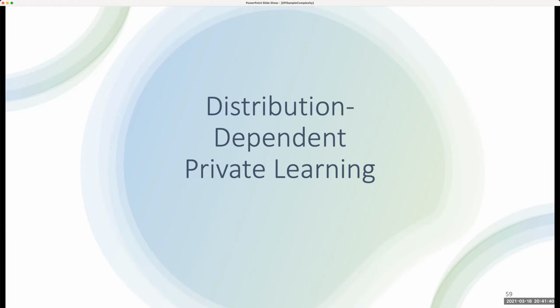Can I ask a question? Of course, yes. Regarding the question of converting an online learner to a private learner, do we know that the trivial online to batch conversion probably doesn't work? Online to batch, I guess, is a way to get a generalization bound for online learning algorithms in a statistical setup.